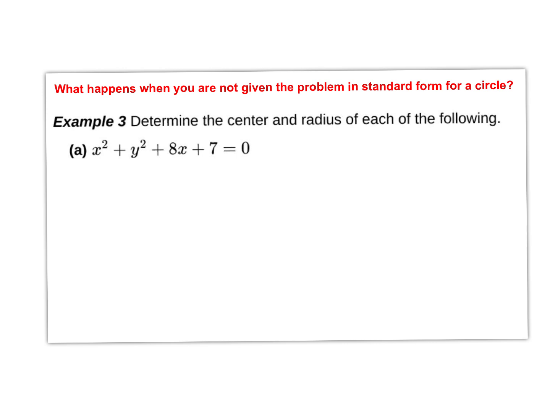And so what we're going to do is look at this, and I'm going to start by grouping my like terms together. So I'm going to have an x squared and an 8x. That looks like it's going to become the x coordinate of the center of the circle, and then this y squared, and then I'm going to move this 7 over to the other side.